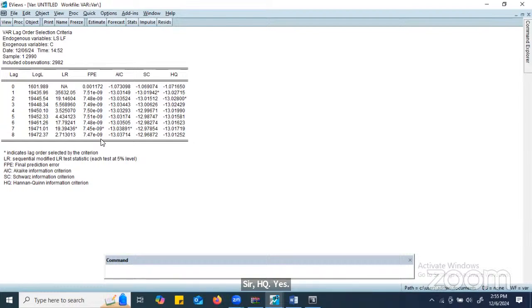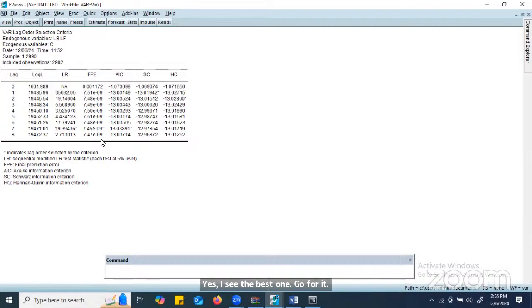In the article, go for the reference. While writing the article, see which one is cited as the best one. According to so and so, AIC is the best one, then go for AIC. If SIC is the best one, go for it. Okay, so which one can we estimate now?